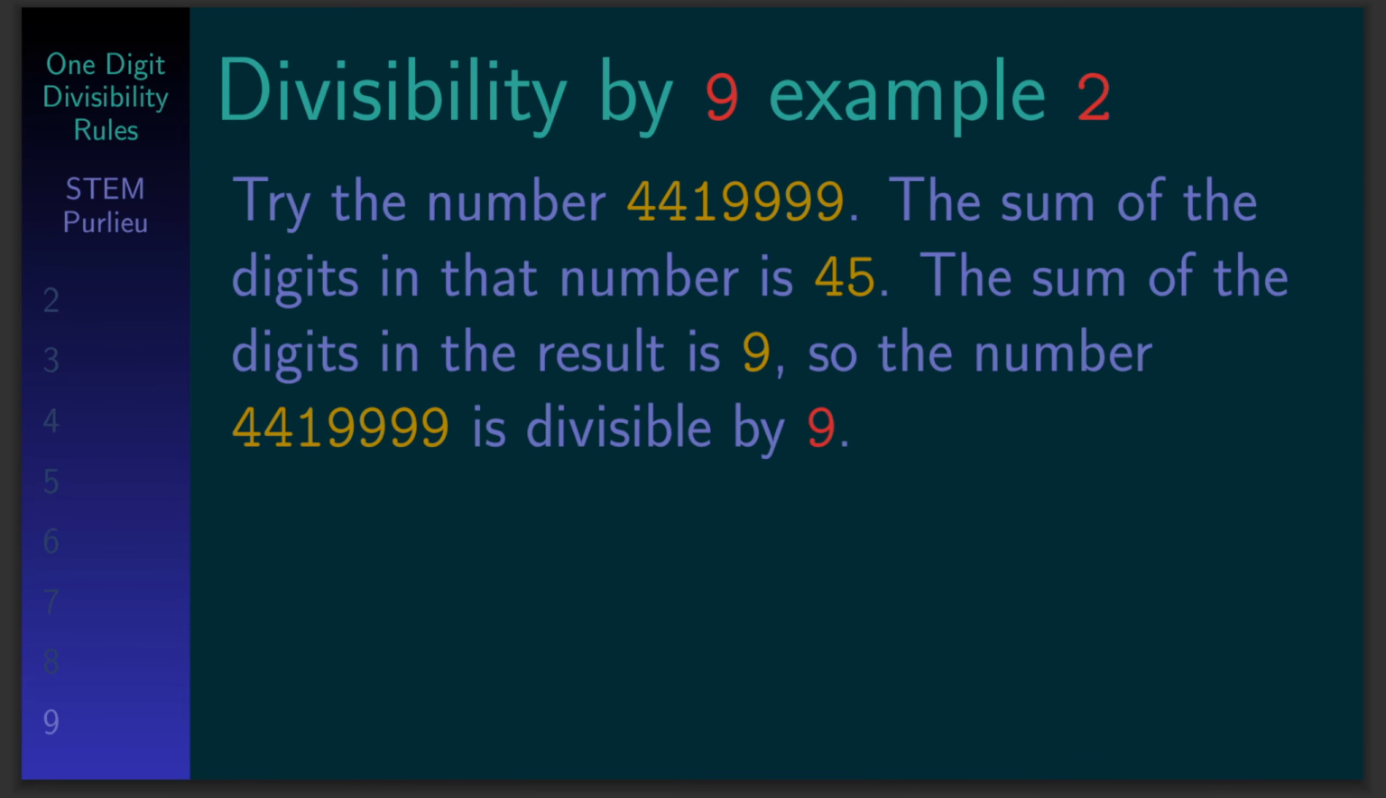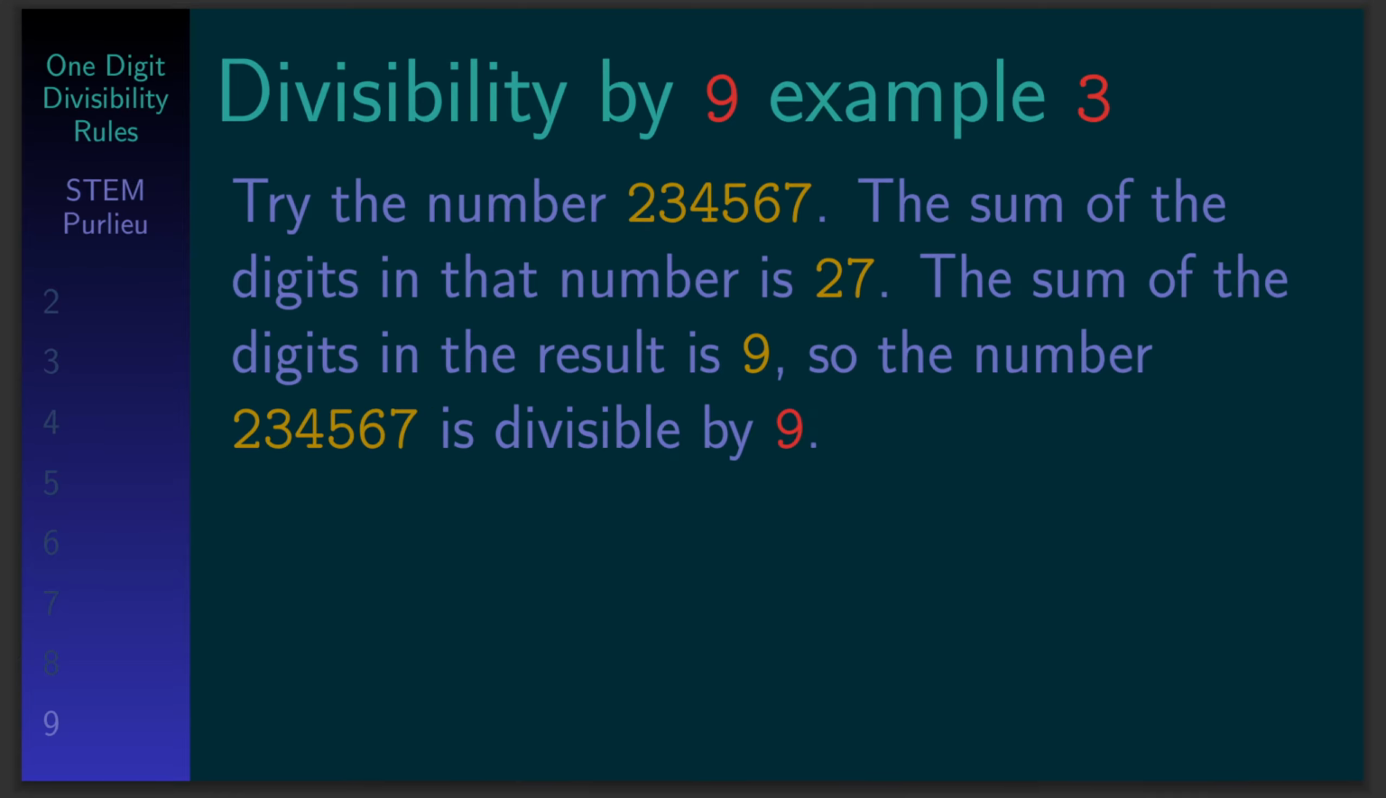Now let's try the number 4,419,999. The sum of the digits in that number is 45. The sum of the digits in the result is 9, so the number 4,419,999 is divisible by 9. Now let's try the number 234,567. The sum of the digits in that number is 27. The sum of the digits in the result is 9, so the number 234,567 is divisible by 9.